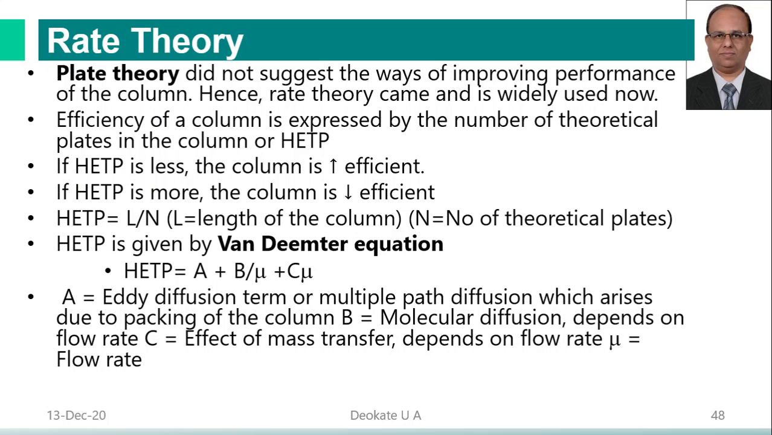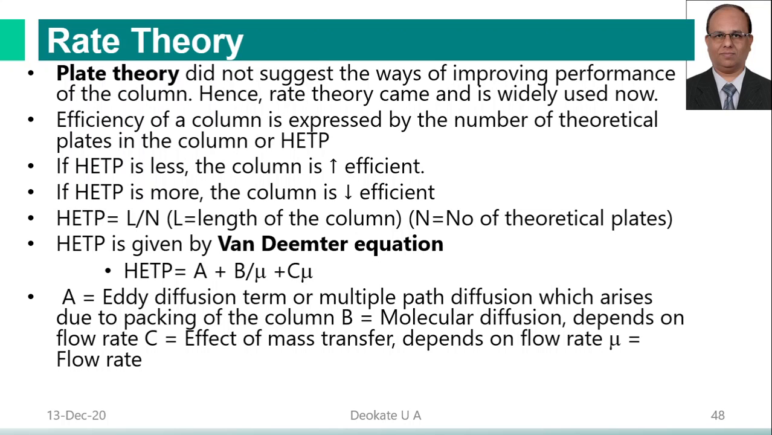The A term is known as the eddy diffusion term or multiple path diffusion term, which arises due to the packing of the column. So this is related to the packing: what is the size of the packing and what is the shape of the packing? That parameter is included in the A term. The B term is called the molecular diffusion term, which depends upon the flow rate, and the C term is the effect of mass transfer. It is dependent upon how much mass transfer is occurring.